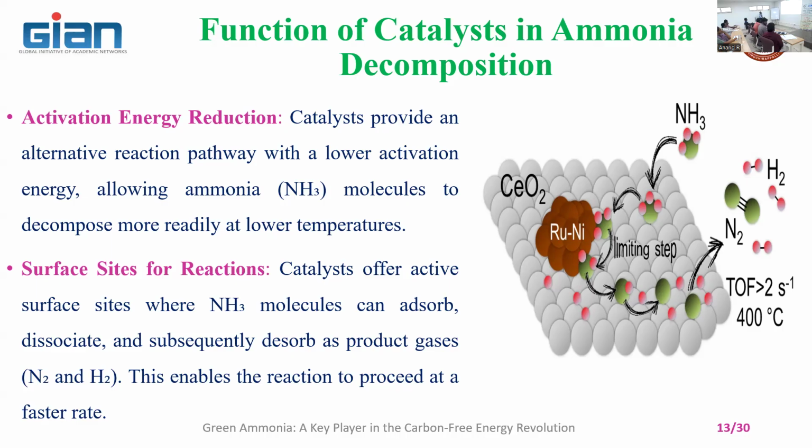As for the surface, you need to provide more catalytic surface area, so that the adsorption of ammonia is going to happen and the desorption of hydrogen from the ammonia molecule also happens. That depends on higher surface area. Catalysts offer active surface sites where ammonia molecules can adsorb, dissociate, and subsequently desorb as product gases. This enables the reaction to proceed. So here you adsorb the ammonia and dissociate the hydrogen from it. The leftover on the surface is only nitrogen, so we need some kind of energy to desorb it. Nitrogen comes out when you go through the desorption process.